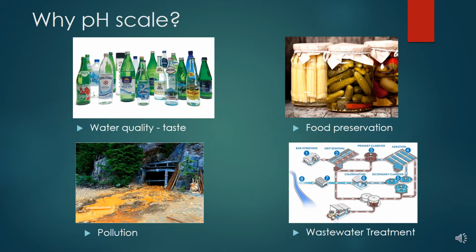A lot of foods are preserved with citric acid or with vinegar, two acids used for food preservation. Pollution as well. You can see that the picture on this page is of acid mining, and the mining tailings are running out and polluting the lake or the river. And then lastly, wastewater treatment as well. A lot of permits with wastewater treatment are pH dependent as well. So there's lots of applications in this unit.